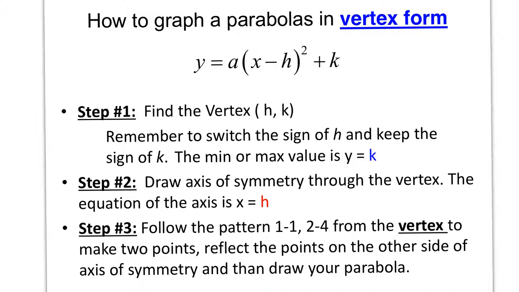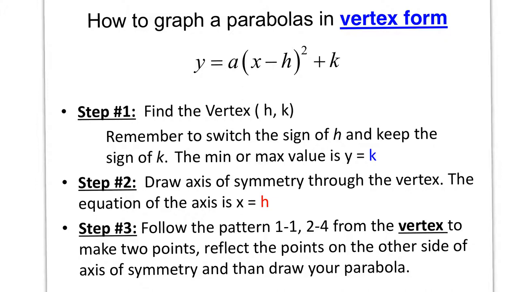Step number 2, you need to draw your axis of symmetry through the vertex, and it's going to be a dashed vertical line through the vertex. And if they ask for the equation of the axis of symmetry, well, your equation will be x equals your h value, which is the one here. And step number 3, you guys will follow the pattern 1, 1, 2, 4 from the vertex to make 2 points, reflect the points on the other side of the axis of symmetry, and then you guys connect the points to draw your parabola.